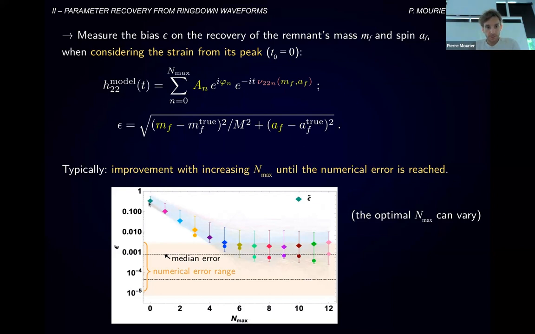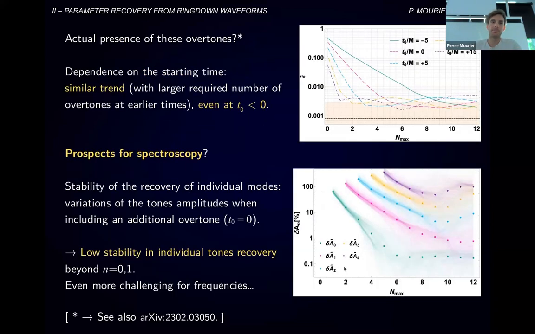What we saw, as you can see here from the median value of the bias for all of the waveforms we considered as a function of the number of tones, is a typical improvement of this bias with the number of tones until typically the numerical error is reached. Although that optimal number of tones can depend and be much larger depending on the individual waveform. So again, that lets us wonder whether these overtones are actually physically present in the signal.